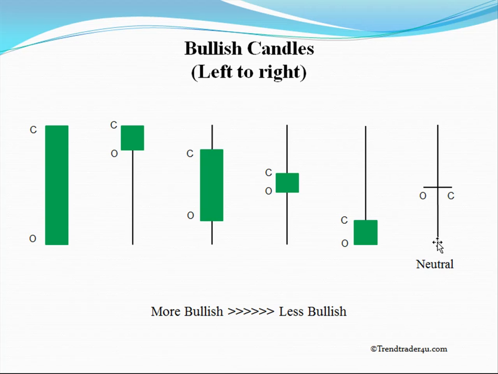The bulls push the prices up, and the same amount the bears push the prices down. So the open and the close were exactly the same. This is what you would call a doji candle, okay? And there are different kinds of doji candles, which are more advanced and intermediate kinds of candlesticks. So these are all bullish candles.